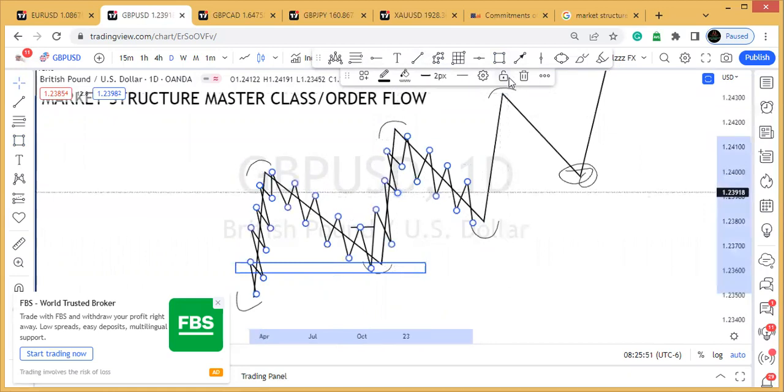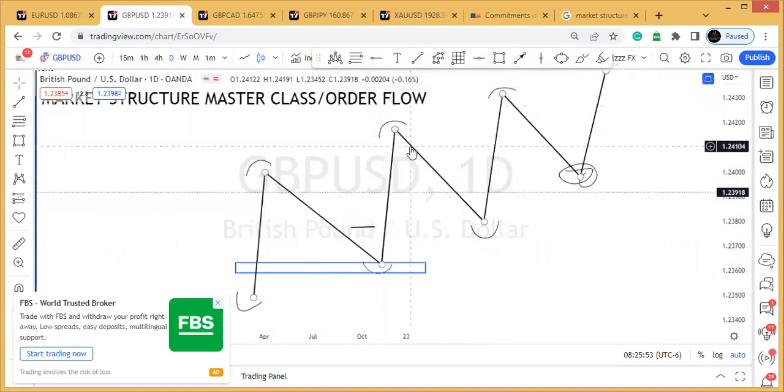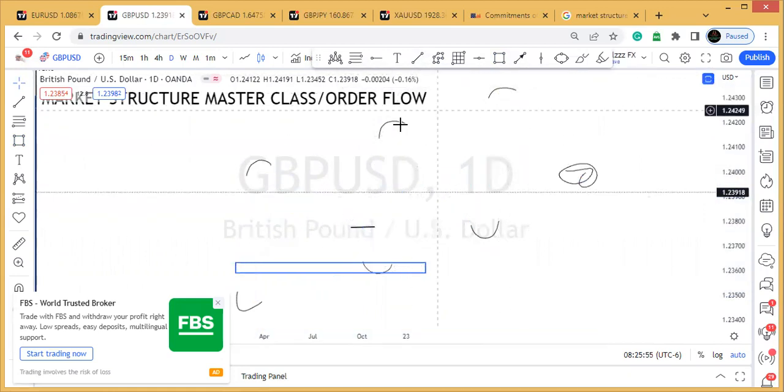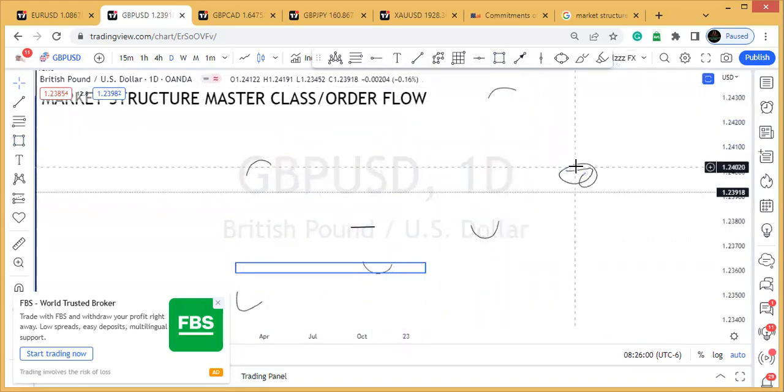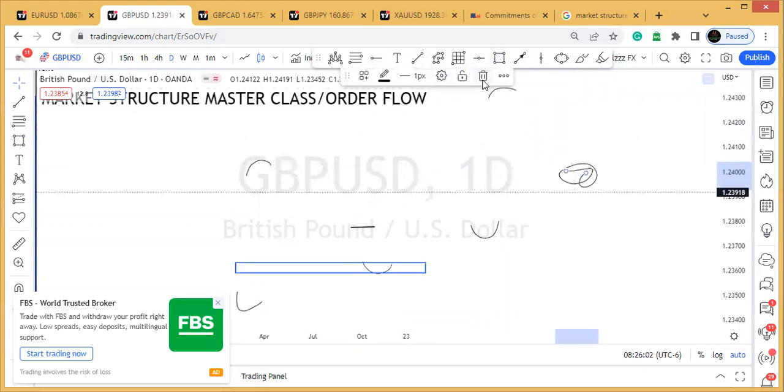And let me clean this out. Let me take all this out. And the same thing applies when it comes to a bearish structure.